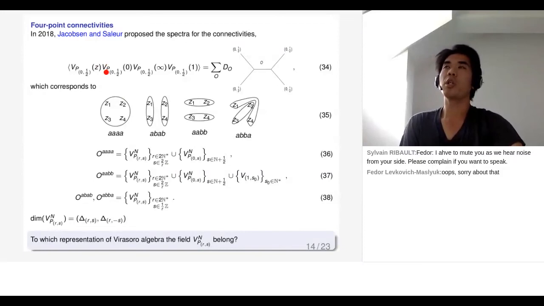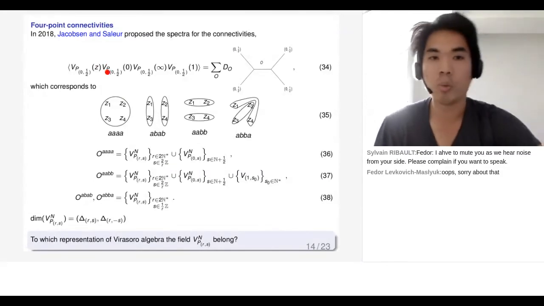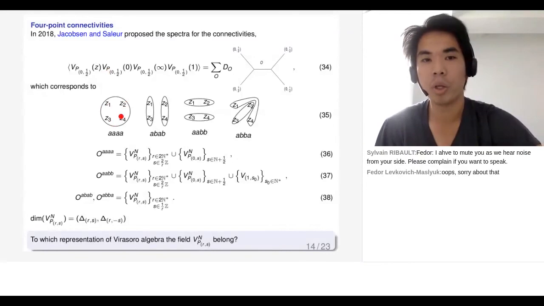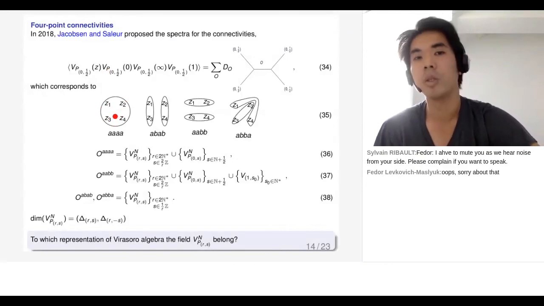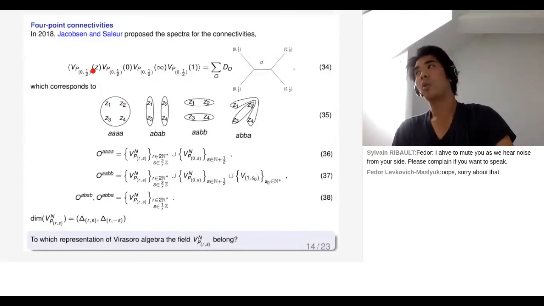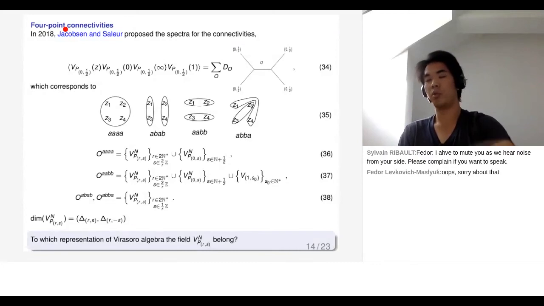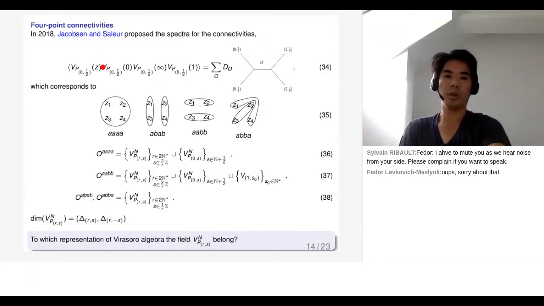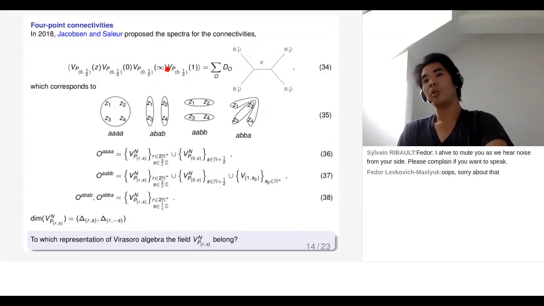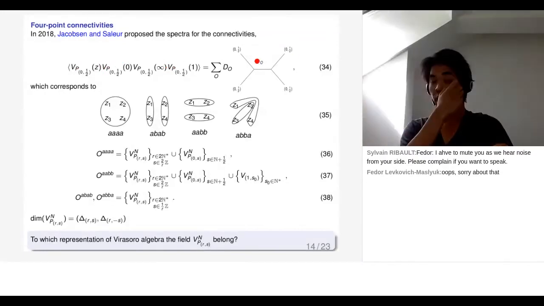So these 4-point connectivities compute the probability of 4 points belonging to some cluster. For instance, it may compute the probability of 4 points belonging to the same cluster here. And so in the continuum limit, this model becomes a CFT. Therefore, this 4-point connectivity would just be a 4-point function in CFT, or more precisely, this one. So we can then decompose it onto conformal blocks.